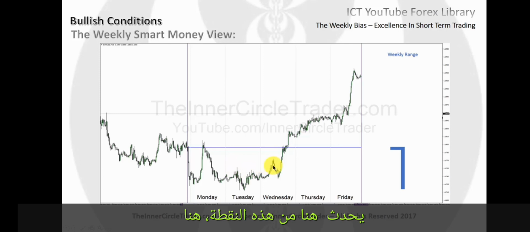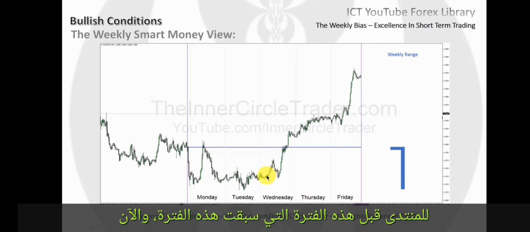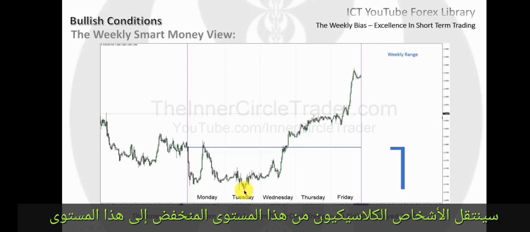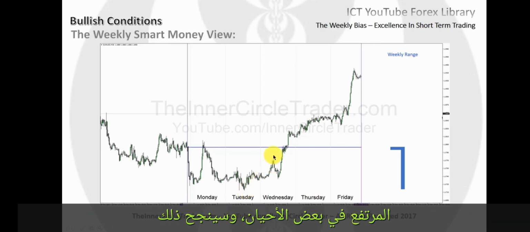From this point here, you're going to be looking for the low to form prior to this run-up. Now, classic fib people will go from this low to this high. Sometimes that'll work, sometimes it won't.